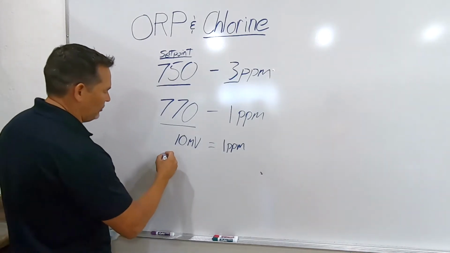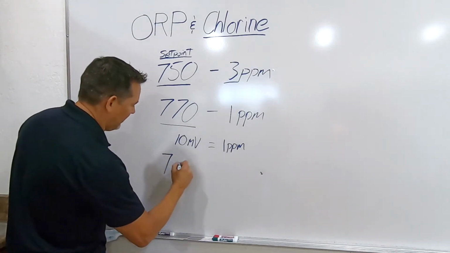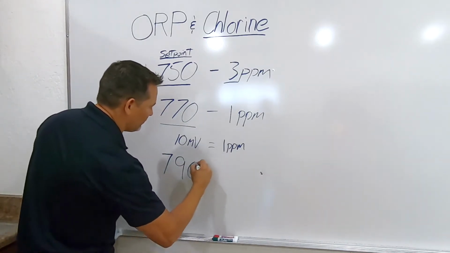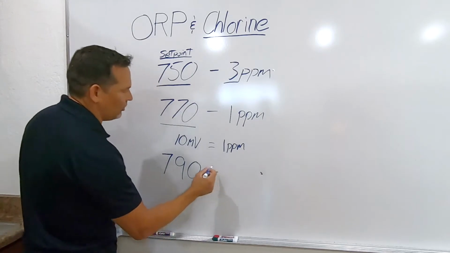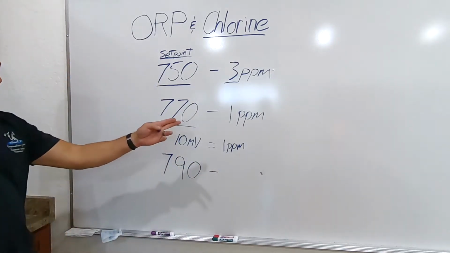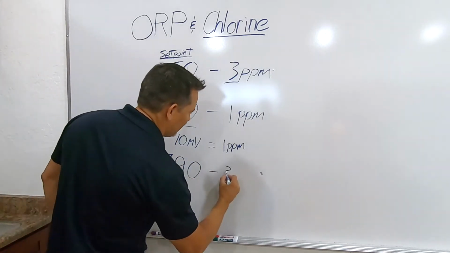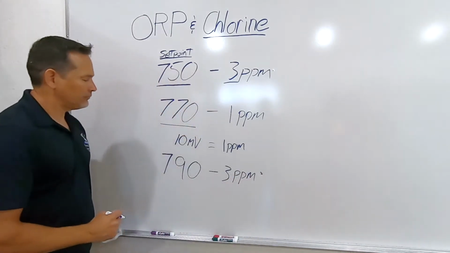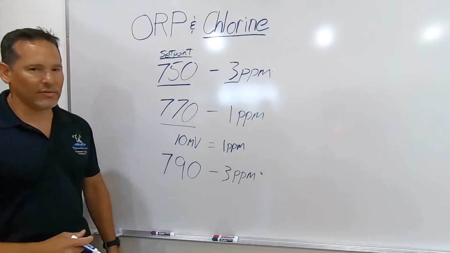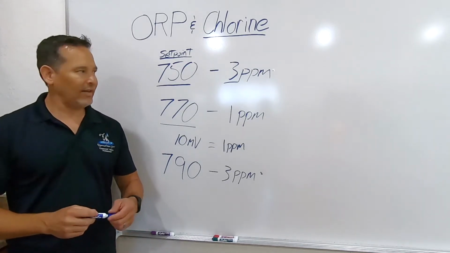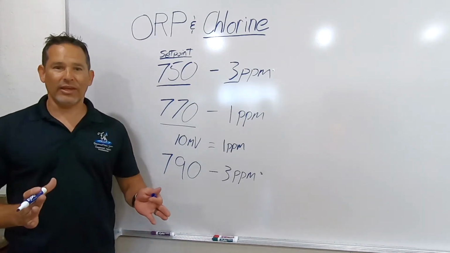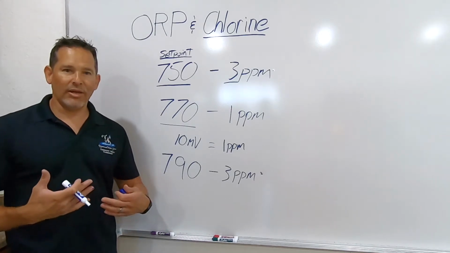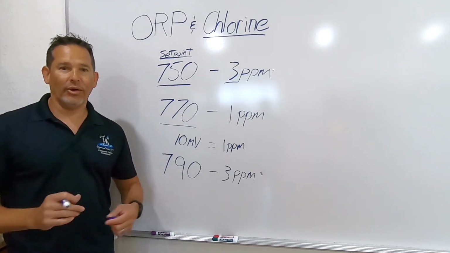So if I go to, let's say, 790, so that's 20 parts per million, which should equal, if I add 20 to that, that's 2 parts per million. So that's going to be my new set point. So now my new set point is going to be 790 instead of 750. That's a good thing.